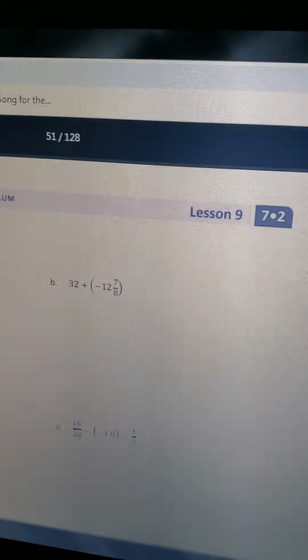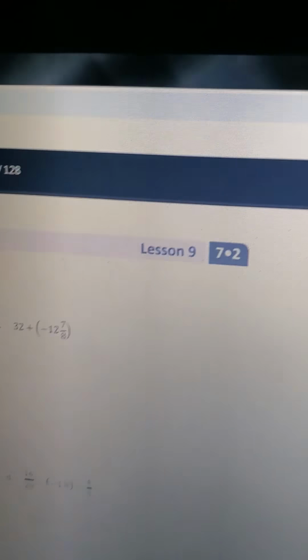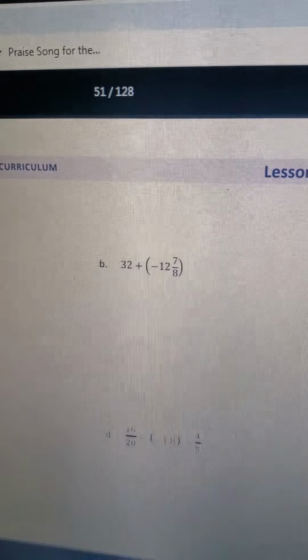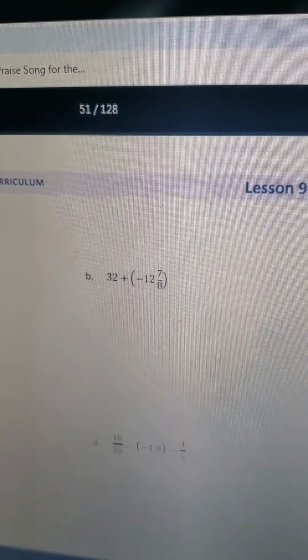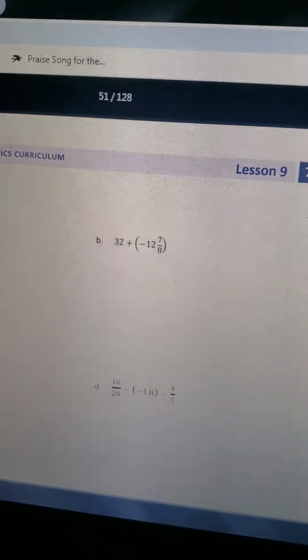Okay, so letter B could be a little bit more challenging, I guess, depending on how you do it. Go ahead and solve this problem, and when you're done, continue the video.